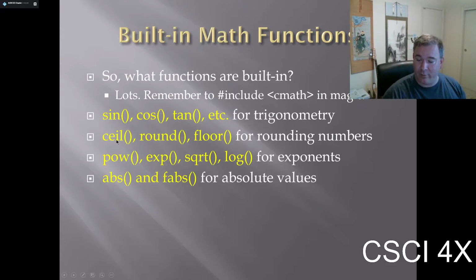So ceil gives you the integer above it. The ceiling of 5.1 is 6. It is the integer above the current float. And then round gives you the nearest int. So 5.1 rounded is 5. 5.6 rounded is 6. Okay?